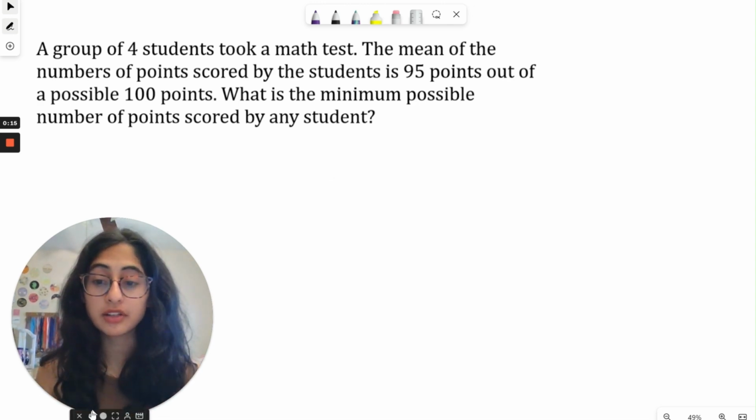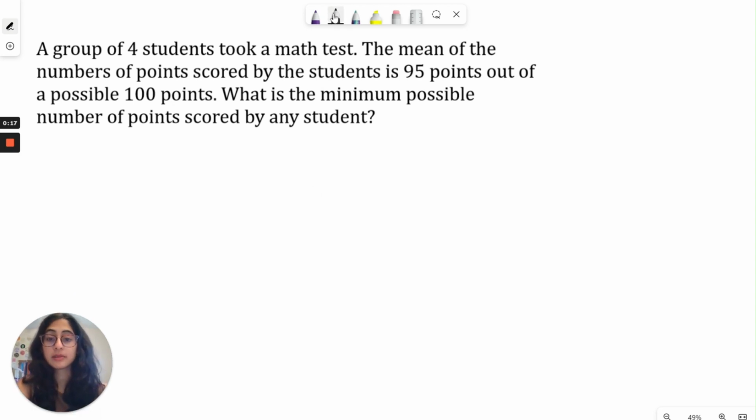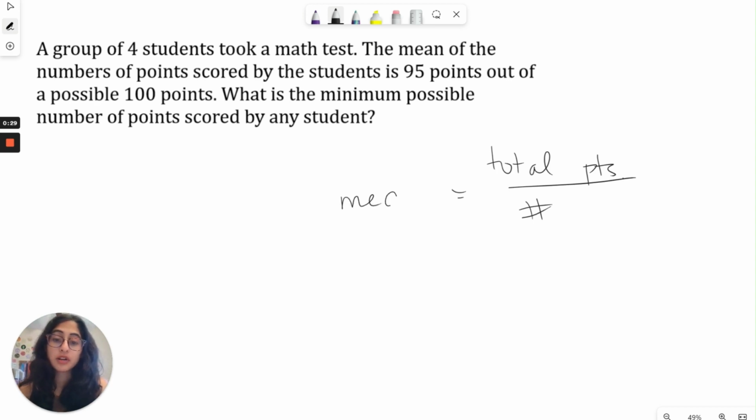Now, just as a reminder here, our mean is going to be the total number of points divided by the number of students, right? Because our mean is just our total divided by the number of things we have, and that's going to equal the mean. In this case, we want our mean number of points to be 95, because that's what the problem tells us. So we have 95 is equal to our total number of points among those 4 students divided by the number of students, which we just said was 4.